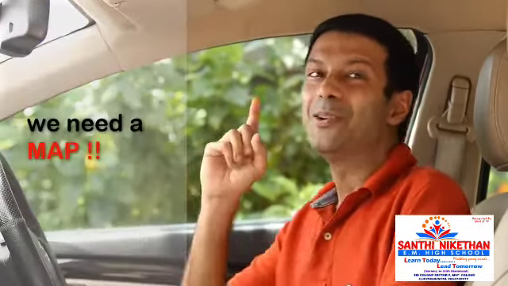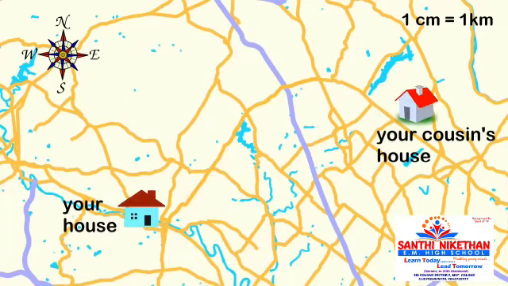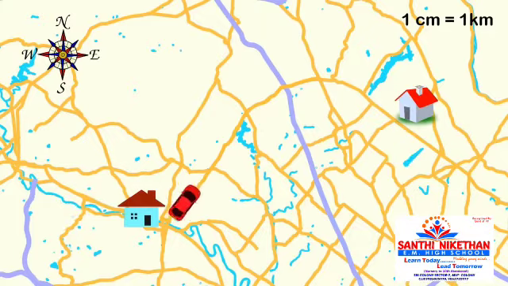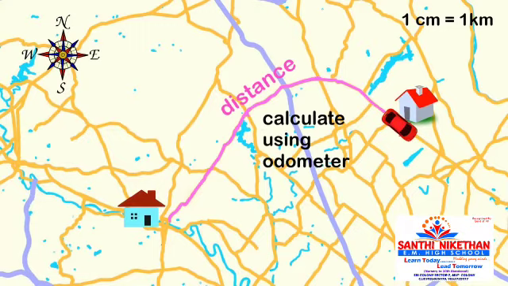We need to use some geography. We need a map. Here's our map. First locate your house and your cousin's house on the map. If you travel by road like this to your cousin's house, the length of the path traveled is called distance. As we discussed, we can calculate it by using the odometer in the car.